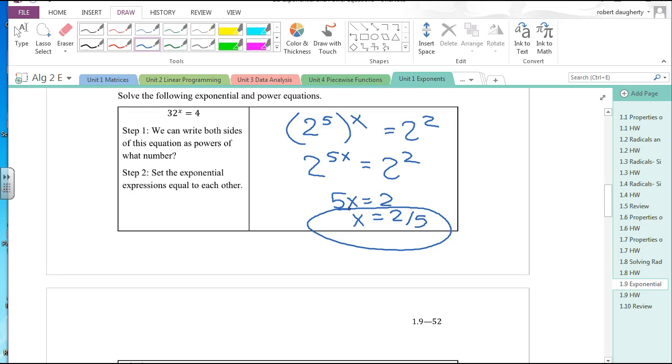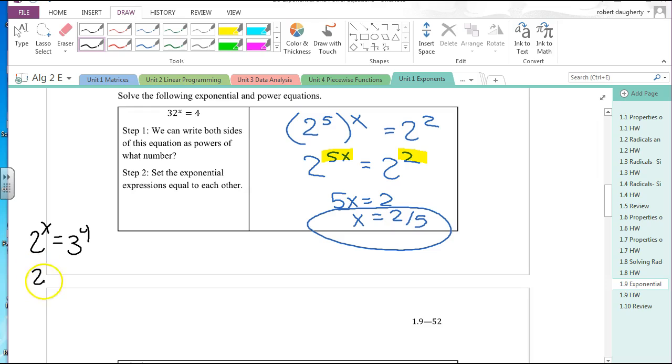So your strategy in solving these: get the same number on both sides. So you get 2 to a power equal 2 to a power, and then and only then are the exponents equal, okay? If you had something like 2 to the x equal 3 to the 4th, you can't say that x equals 4 here, okay? That doesn't follow.